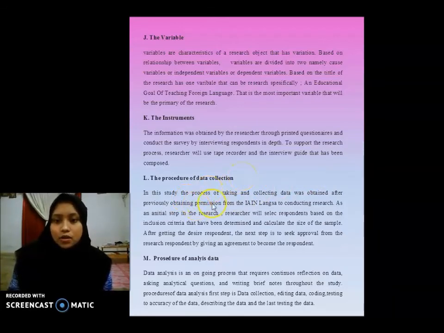In this study, the process of taking and collecting data was carried out after obtaining permission from YIN Langsa to conduct research. As an initial step, the researcher will select respondents based on the inclusion criteria that have been determined and calculate the size of the sample. After getting the desired respondents, the next step is to seek approval from the research respondents by giving an agreement to become the respondent.